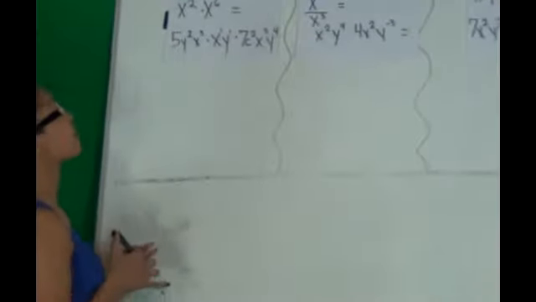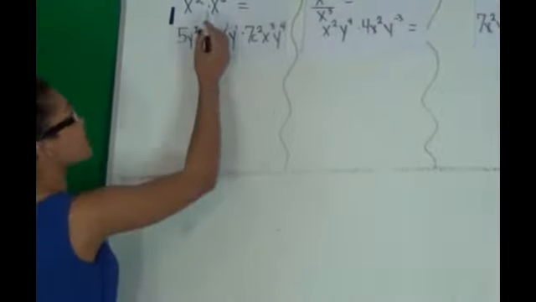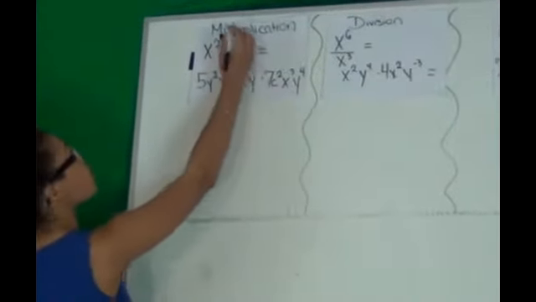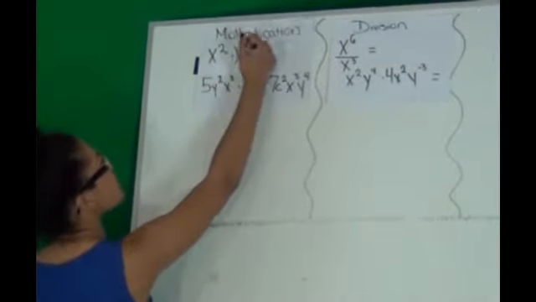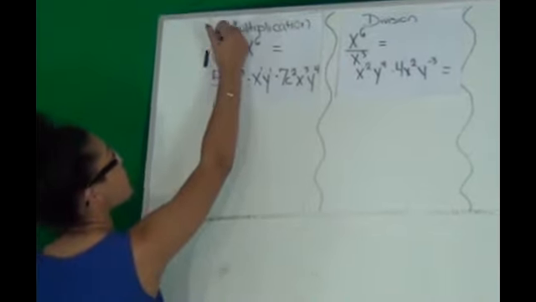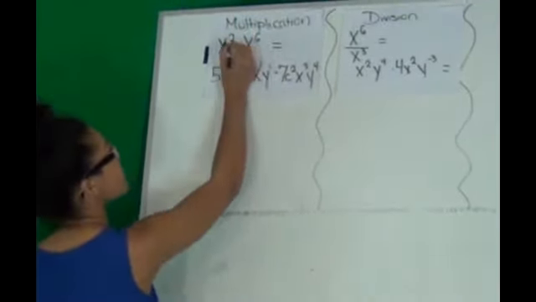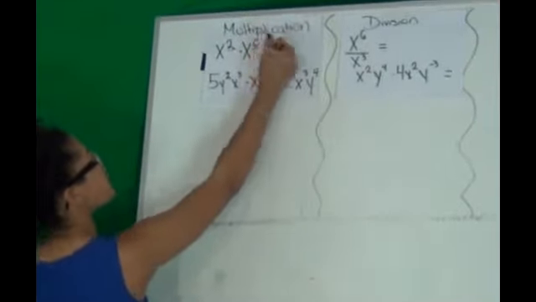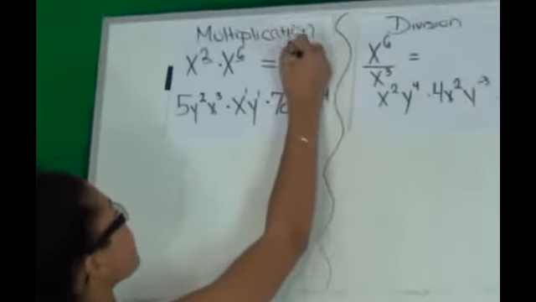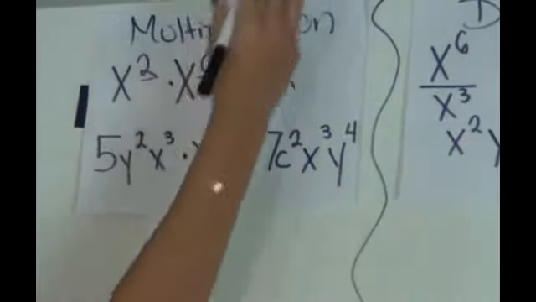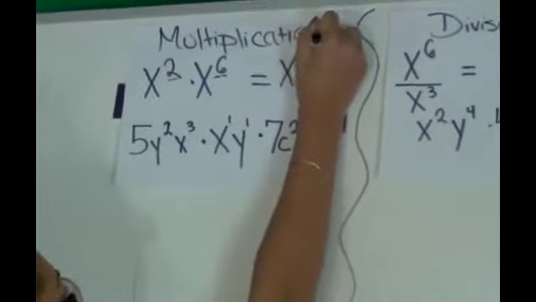We are going to start with the basics. We're going to start with multiplication. So, when you have two bases, you multiply the bases together and you add the exponents, these numbers, together. So it is going to be x. 2 plus 6 is 8, to the 8th power.